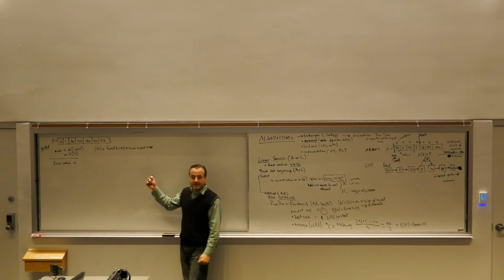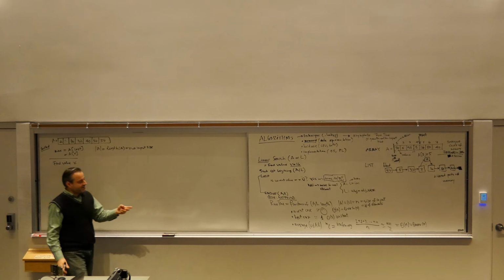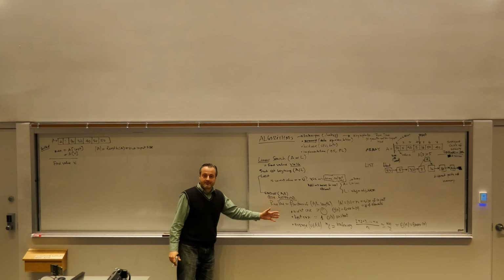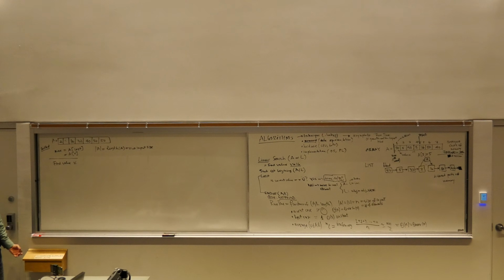Can I do something faster here? If the array is sorted, can I find it faster than in n steps? Yes. So now we can do a binary search. Right, so how does that work? So he's proposing faster than n, so let's be clear on this.